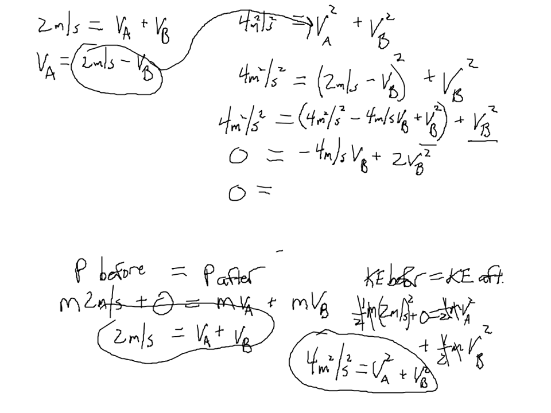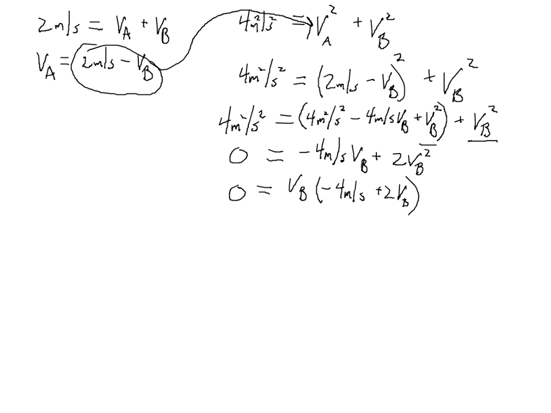factor out a VB from both of those terms, which gives me VB times a minus 4 meters per second plus 2 VB. Let's divide both sides by 2 and rearrange what's inside the parentheses there. I'm also going to clear this down here, give us some more room.